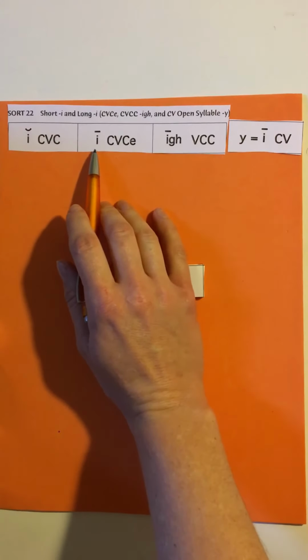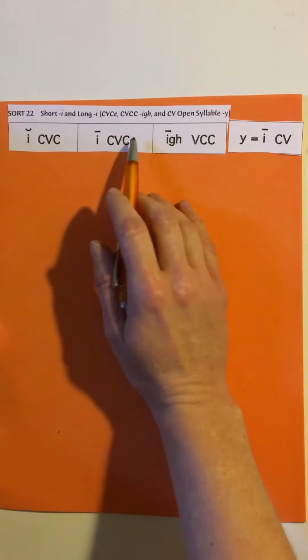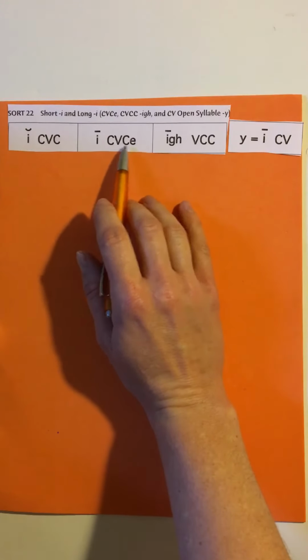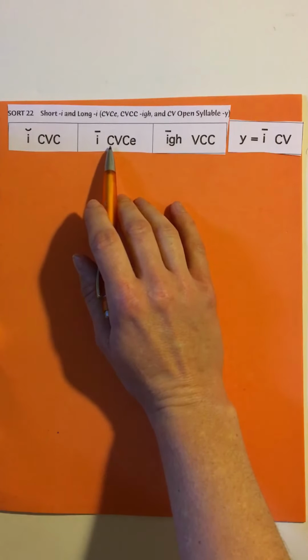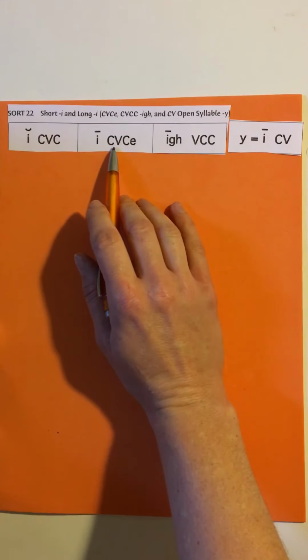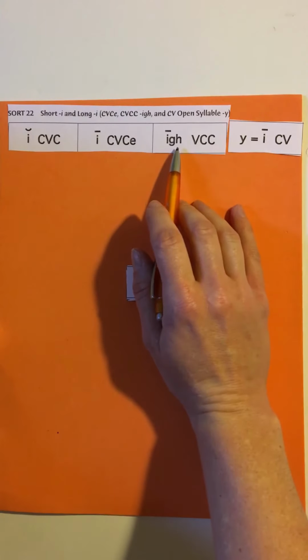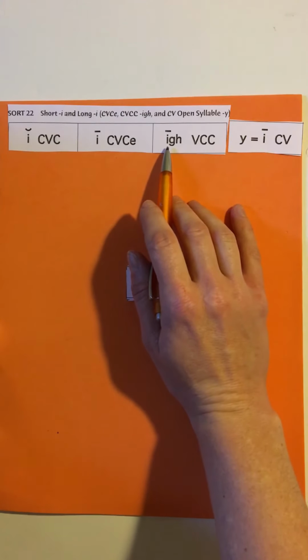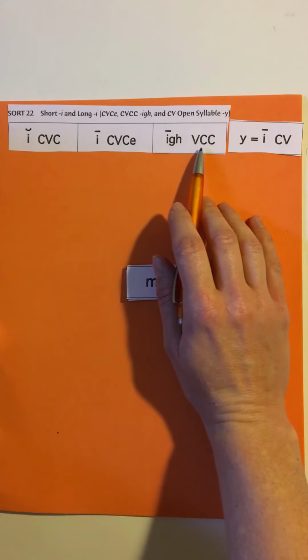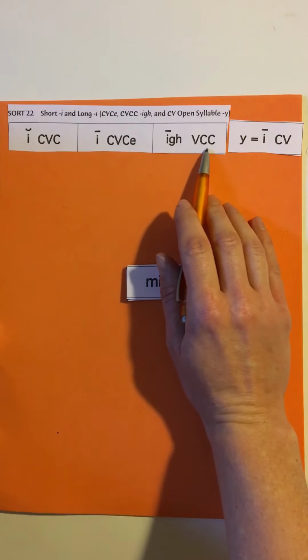Over here we have a long I, and that's when the vowel says its name. I. You hear I in the word. This long vowel, the words we're going to sort here have the pattern CVC, which means consonant, vowel, consonant, and then a silent E. Over here, we have the spelling IGH to be the long I sound, and it has the pattern vowel, consonant, consonant.